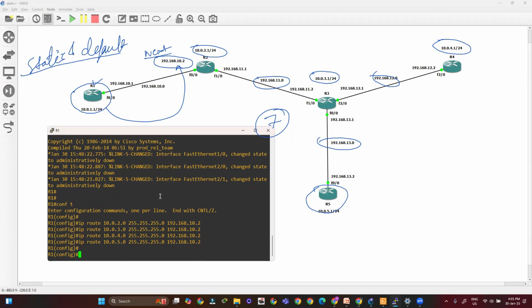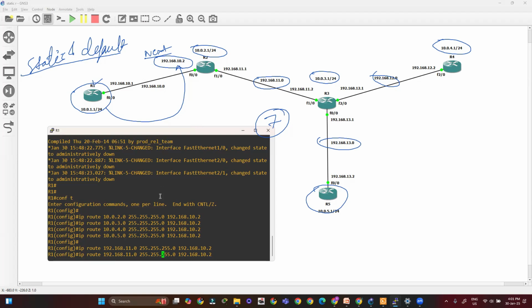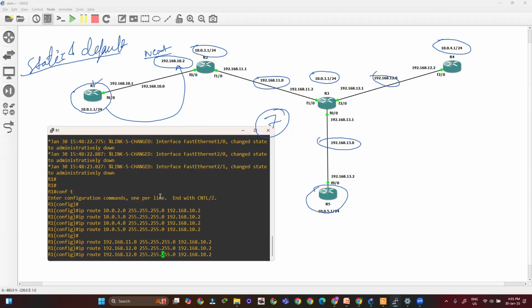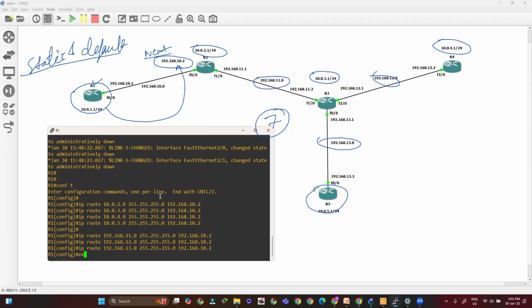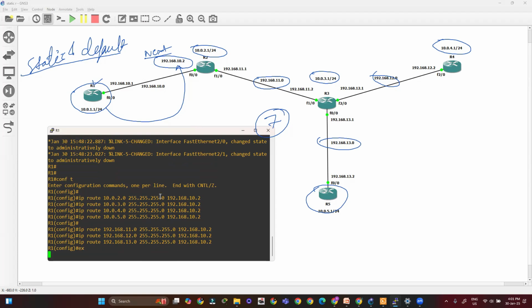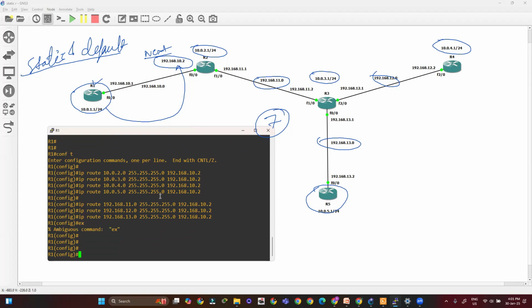Now let's provide the information of the other indirectly connected networks. ip route 192.168.11.0, 192.168.12.0 and 192.168.13.0. So we have provided all the indirectly connected network information along with their next hop addresses.